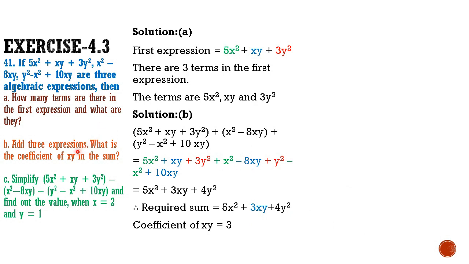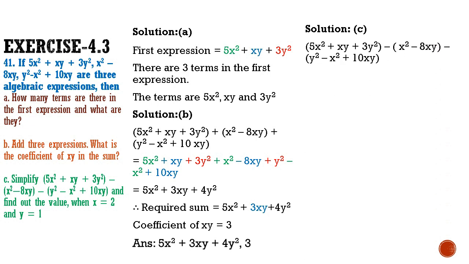As question number B said, what is the coefficient of xy in the sum, and we already found out the coefficient of xy equals 3. So the answer would be 2 in here. At first the sum is 5x square plus 3xy plus 4y square, and the coefficient of xy is 3. Now solution number C.